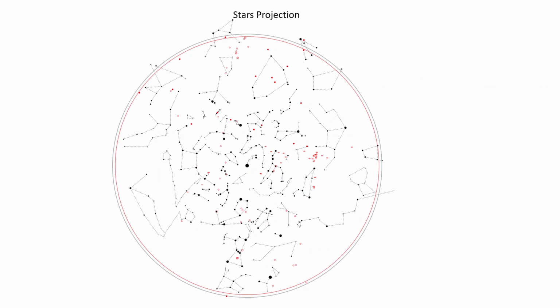Similarly, project as many stars or deep sky objects of your choice on the rete. In the next video, I will show how to make the rule.